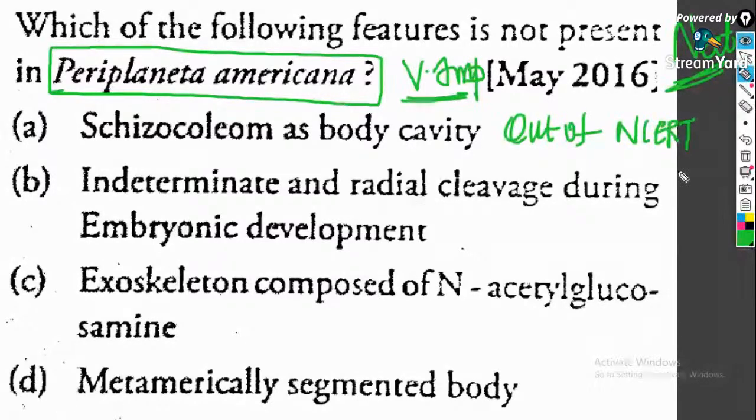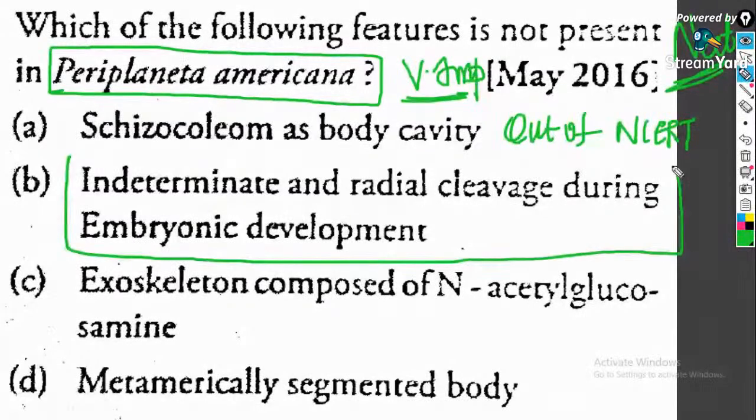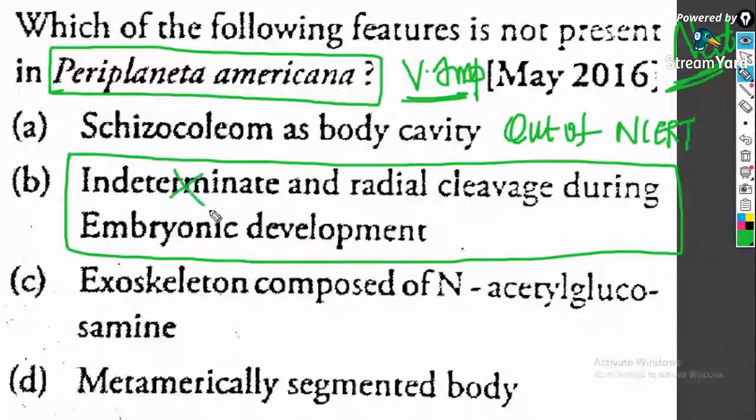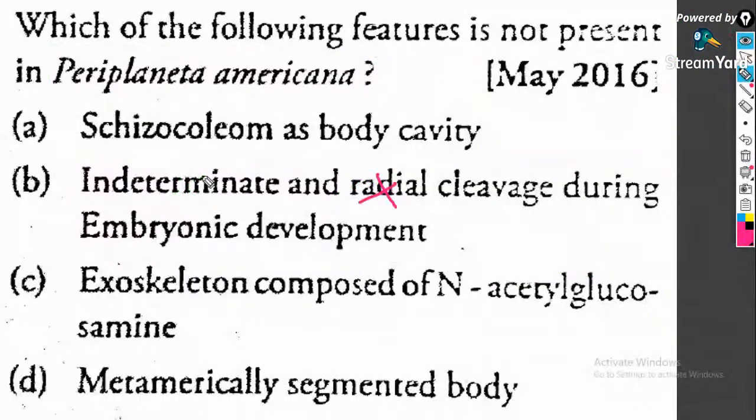Okay, so guys, the correct answer for this question is option B. Option B is not related with Periplaneta americana because intermediate and radial cleavage are not seen, but instead you can see spiral cleavage. Spiral cleavage, don't confuse it with the spiracles. Cleavage means division. You would see what type of division during embryonic development in Periplaneta? Spiral division. That is the answer for the question.